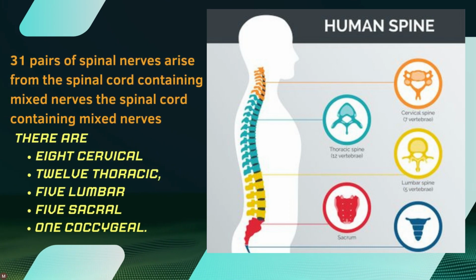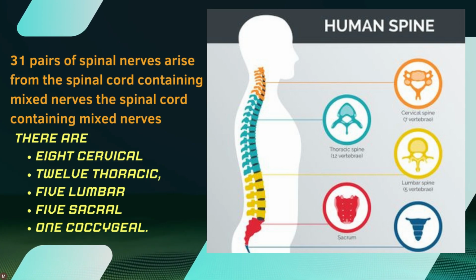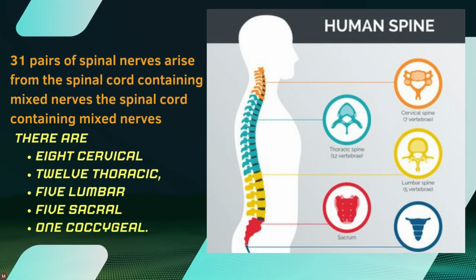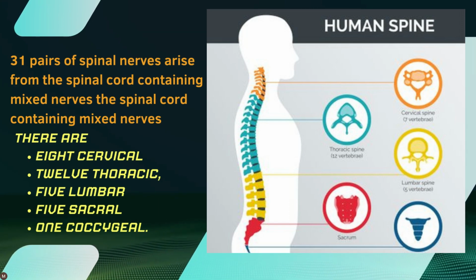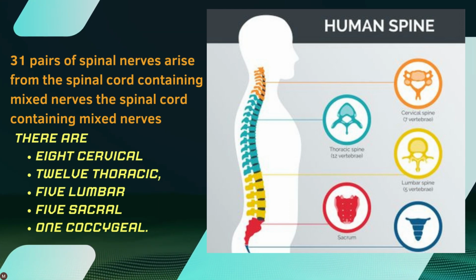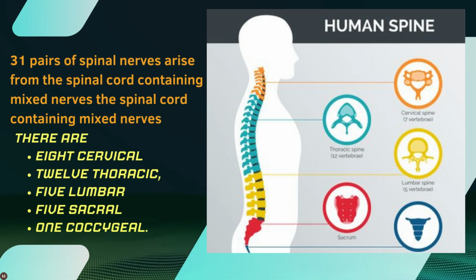The human spine is divided into four sections of the vertebral column: cervical, thoracic, lumbar, and sacral regions. The spinal cord and the spinal nerves that enter and exit the vertebral column are divided into these regions as well. We know that there are 31 pairs of spinal nerves that are arising from the spinal cord and they are all mixed nerves. So let's discuss how many nerves are passing in each region.